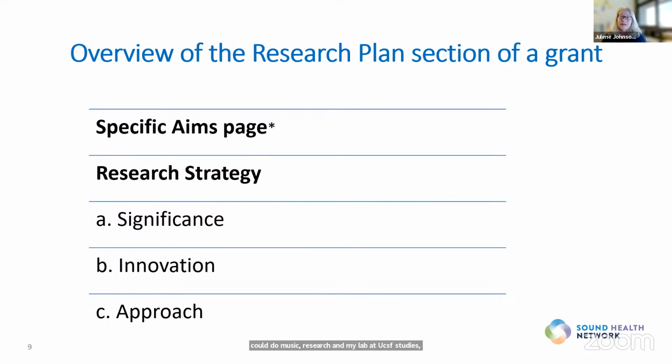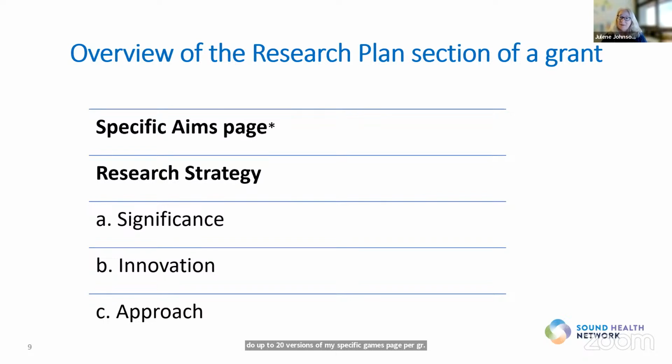Today we'll focus on the research plan section of an NIH grant. While not everyone would agree that the specific aims page is part of a research plan, I include it for several reasons. Along with the conceptual model, which will be covered later, I typically write the specific aims page first. It requires the most revisions. In fact, I often will do up to 20 versions of my specific aims page per grant. So it takes a lot of effort.